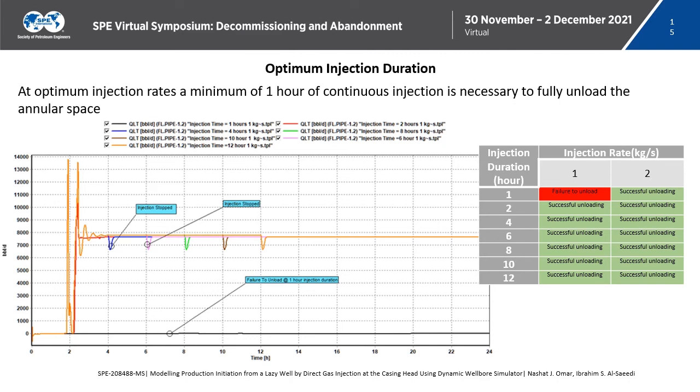The next step is to determine the optimum injection duration. Many injection durations were parametrically input inside the software, and it was found that a minimum of 1 hour of continuous injection is required to unload the well when using an injection rate of 1 kilogram per second.